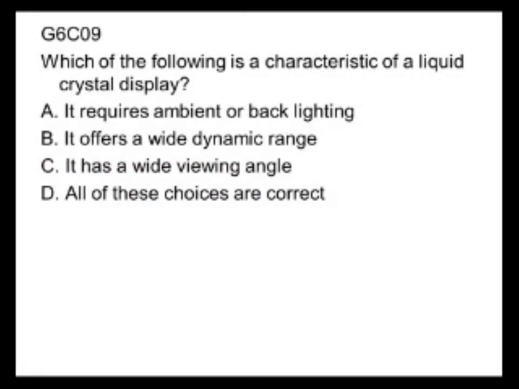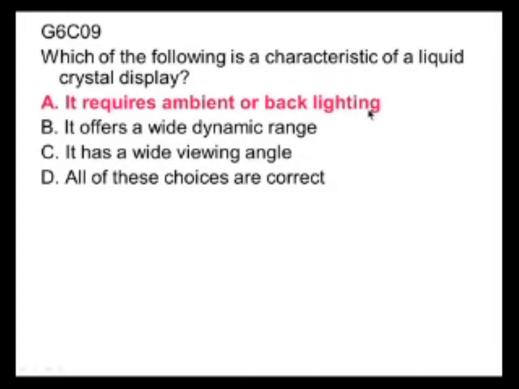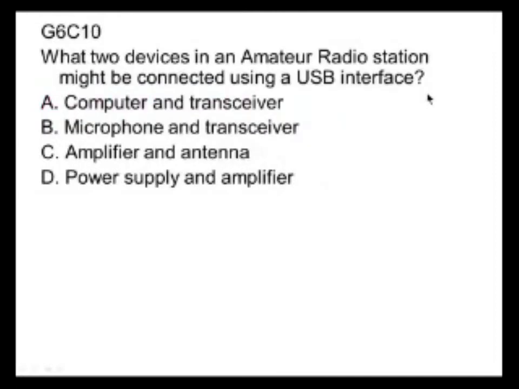Which of the following is a characteristic of a liquid crystal display? Liquid crystal displays, and you have them all over the place, LCDs, you may even have a television that's LCD. It requires some kind of a light source besides just the crystal itself. It requires either ambient light falling on it or backlighting coming through from behind the liquid crystal in order for it to be visible. So it requires either ambient light falling on it or backlighting coming through the liquid crystal display for you to see it.